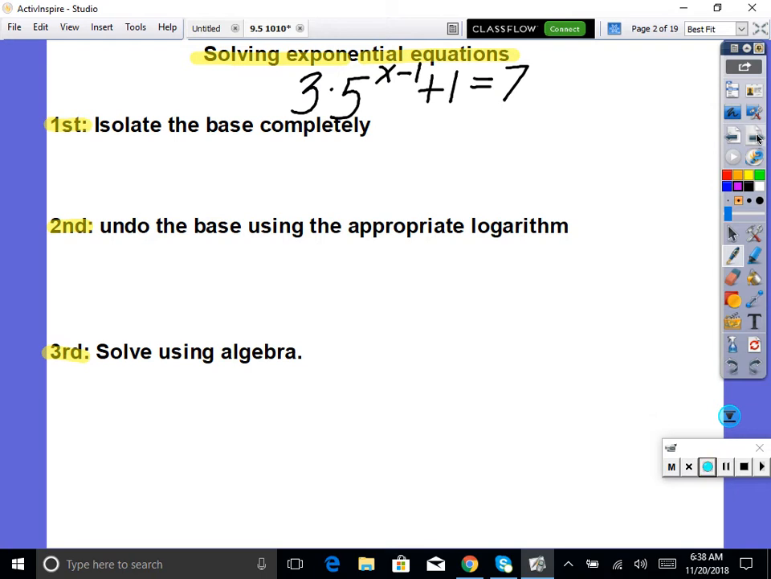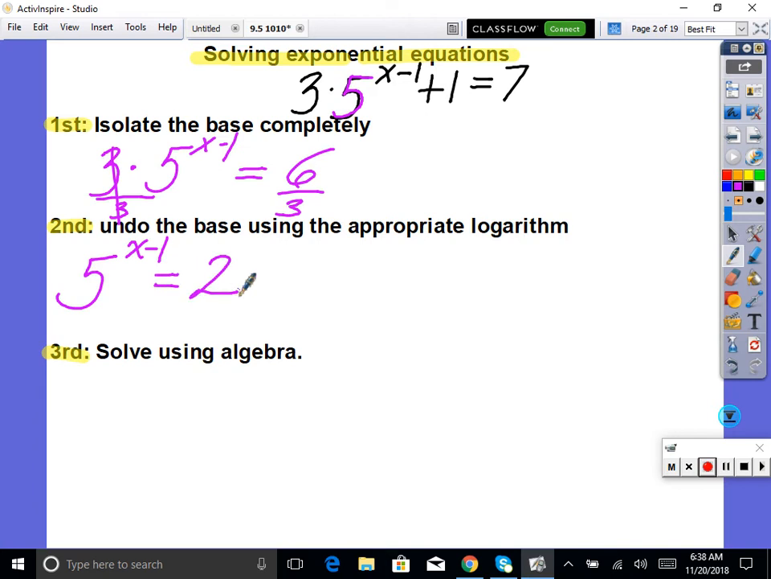Which one's the base in this? 5. Okay, I'm going to change the color. Get that alone. So our first step would be to subtract 1. Good. So then we have 3 times 5 raised to the x minus 1 equals, if you subtract 1, you get 6. Then what? Divide by 3. So now we have base 5 raised to the x minus 1 equals 2.